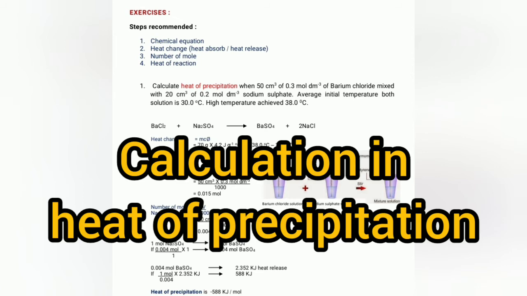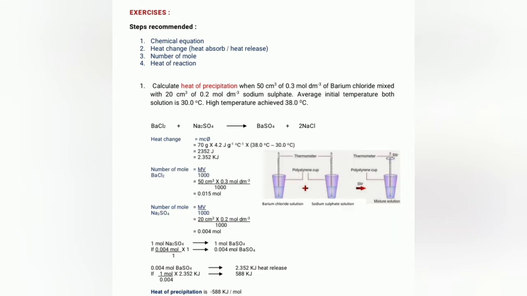In problem solving for the calculation of the heat of precipitation, the first step is to write the balanced chemical equation for the reaction, and second, we calculate the heat change in the reaction by using the formula mc theta. M refers to the mass of the solution in grams, c is the specific heat capacity of the solution, and theta is the temperature change in the solution in degrees Celsius.